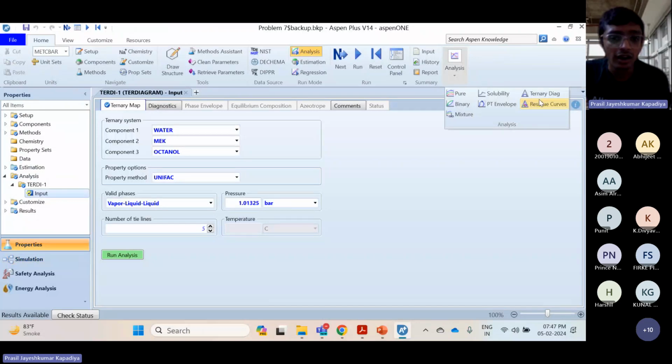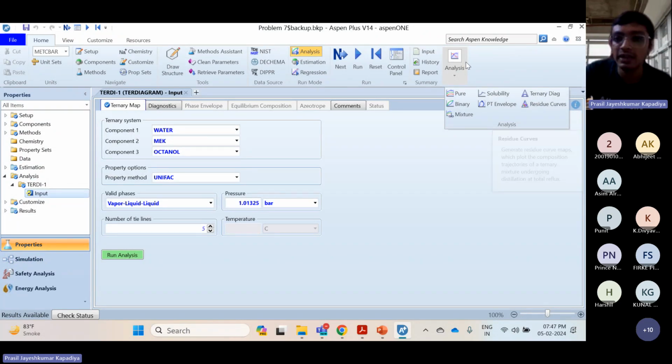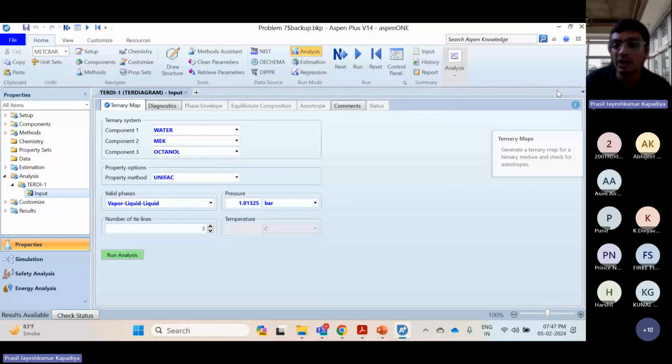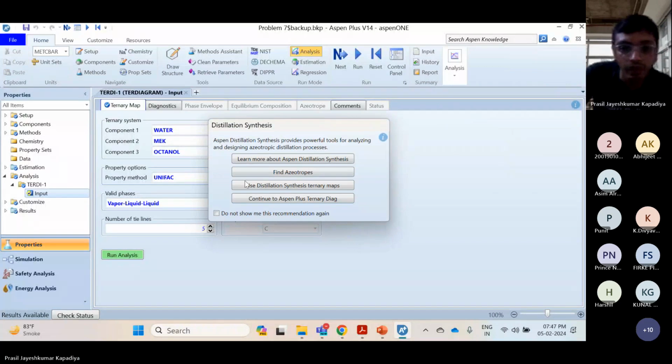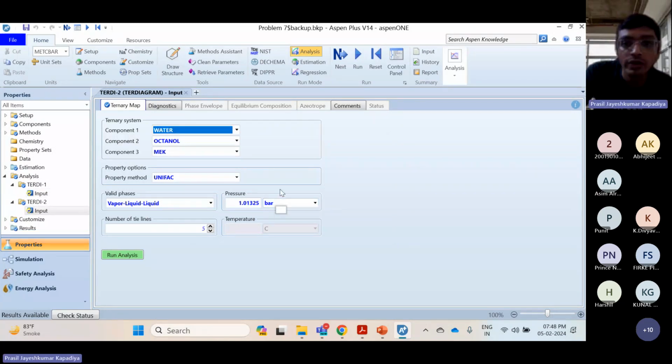Did you understand what I did? I switched from simulation to the properties window and then went to analysis, like last time we did the TXY and PXY diagrams. Similarly, I will just choose ternary diagram. Where can I see my diagram? Run analysis.